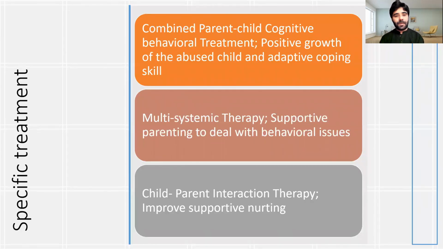There are some specific psychosocial treatments which are very useful to prevent long-term sequelae in case of child abuse. These include combined parent-child cognitive behavioral therapy to provide positive growth of the abused child and adaptive coping skills, multi-systemic therapy, which involves supportive parenting to deal with behavioral issues, and child-parent interaction therapy to improve supportive nurturing of the child.